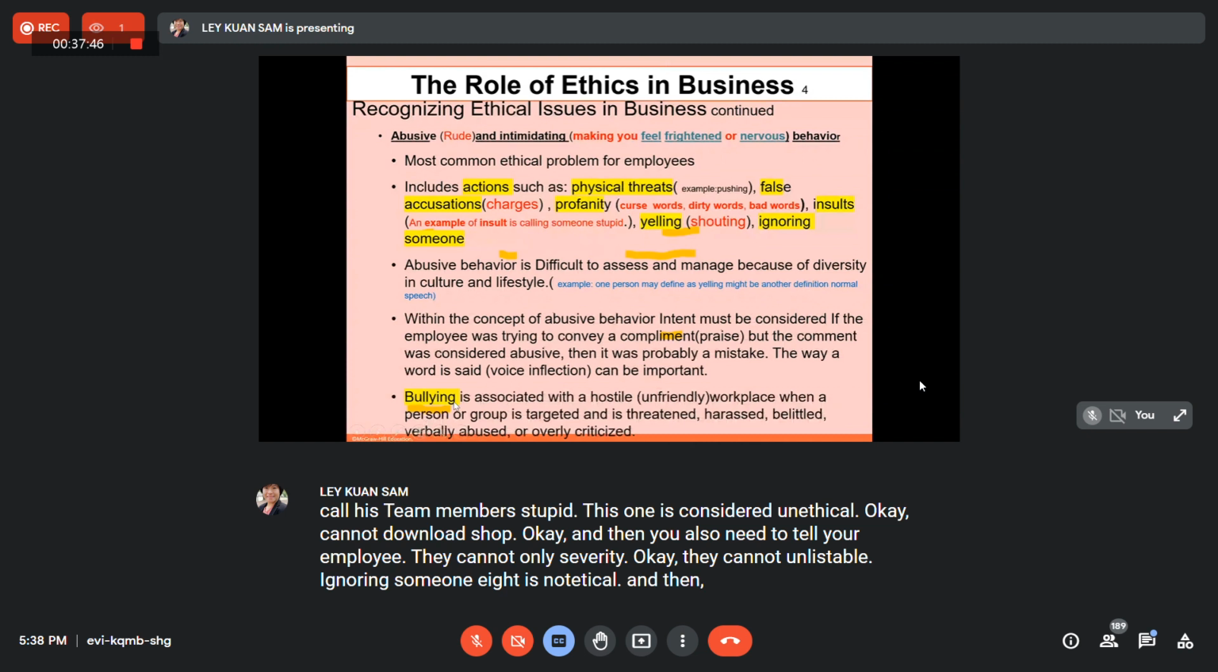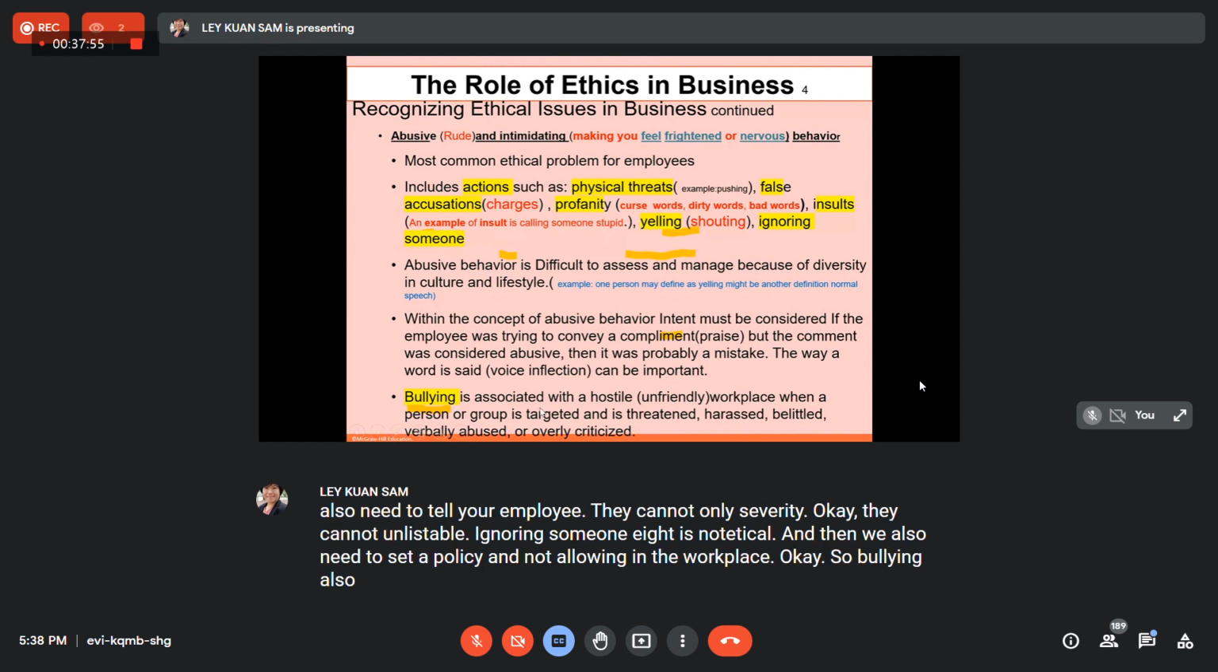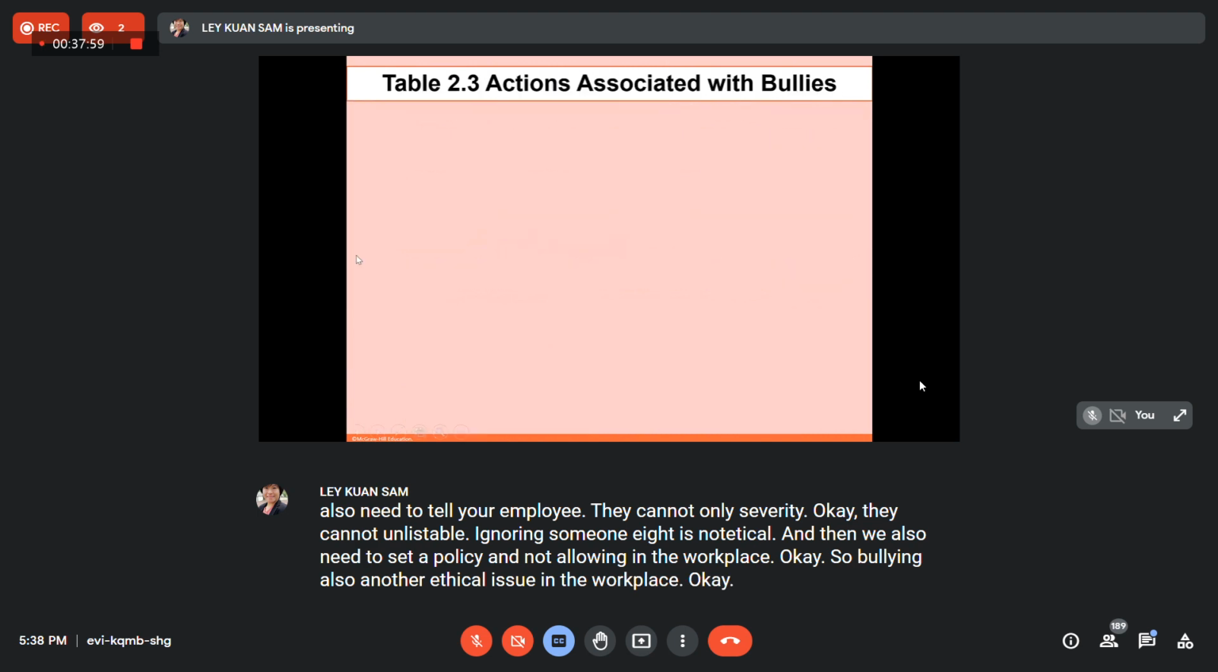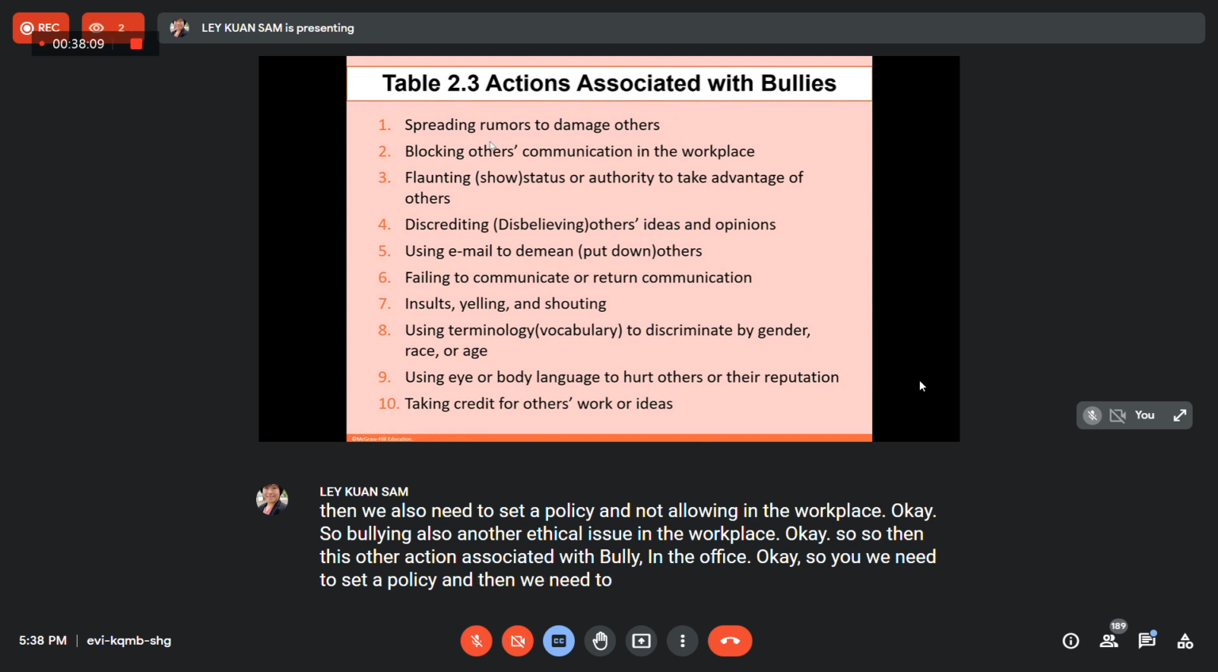And then we also need to set a policy not allowing bullying in the workplace. Bullying is another ethical issue in the workplace. These are the actions associated with bullying in the office. So we need to set a policy and control our employees. They cannot do all this.